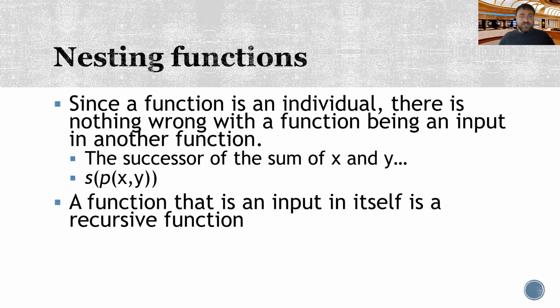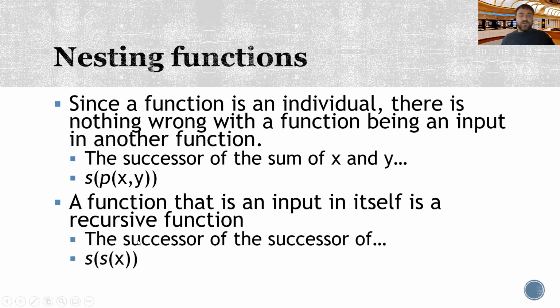So then not only can we have a function be the input in a function, but a function can be an input in its own function. So a function can be an input in itself. And when that happens, we call it a recursive function. Something is defined in terms of itself. So if we want to talk about the successor of something, or even the successor of the successor of the successor, et cetera, we put this successor function as an input inside of another successor function. And so if x is, say, 1, then the successor of 1 is going to be 2, and the successor of 2, which is going to be this s here, is going to be, of course, 3. And so the successor of the successor of 1 is 3.